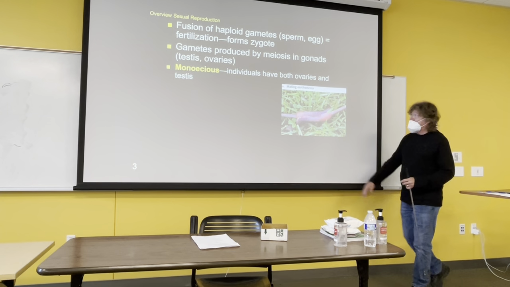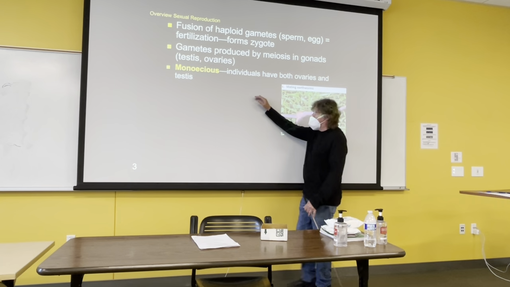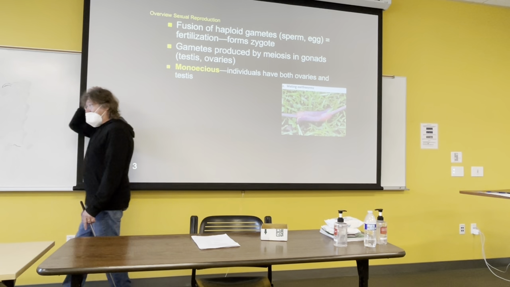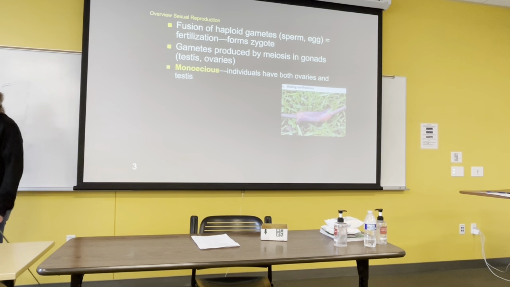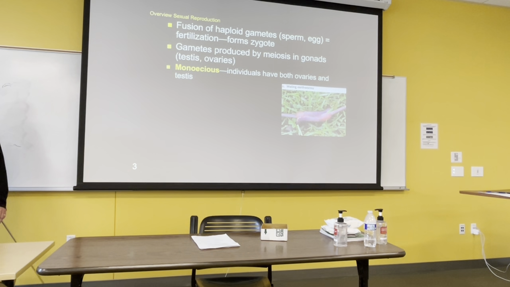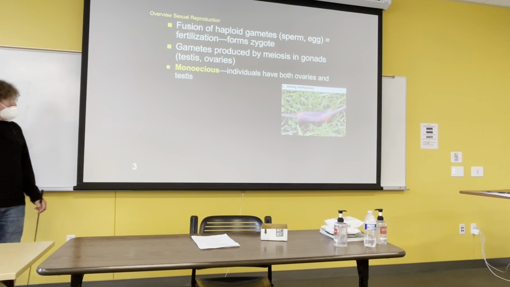In animals, there are some animals that have both testes and ovaries, and they're referred to as being monoecious. Okay, so they're neither male nor female. Usually these animals outcross, but sometimes they're self-fertile. Now, self-fertilization in plants is very common, but not so common in animals.